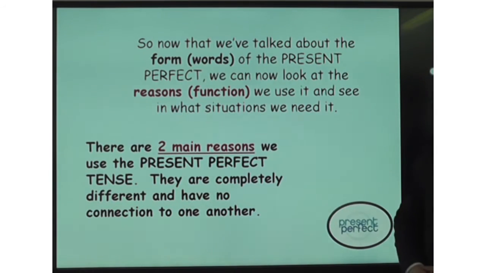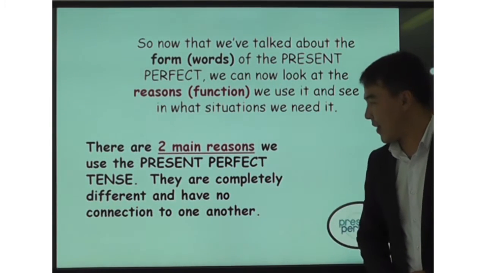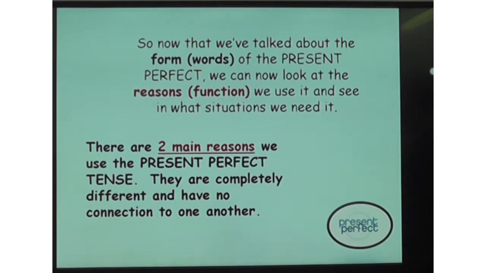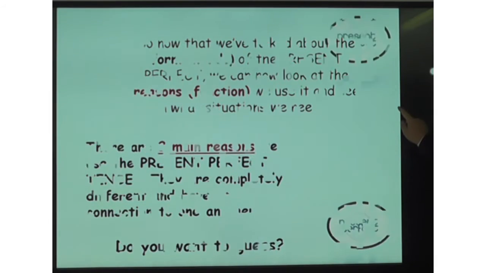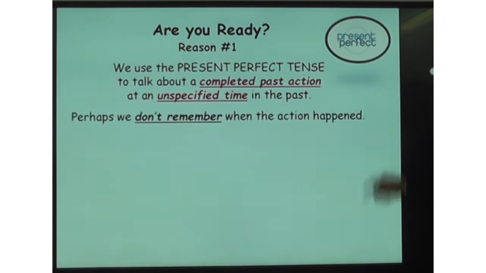So, now that we've talked about the form of the present perfect, we can now look at the reason, the function. We use it and see in what situation we need it. There are two main reasons we use the present perfect tense. They are completely different and they have no connection to one another. For example, do you want to guess? Okay, now students, are you ready?